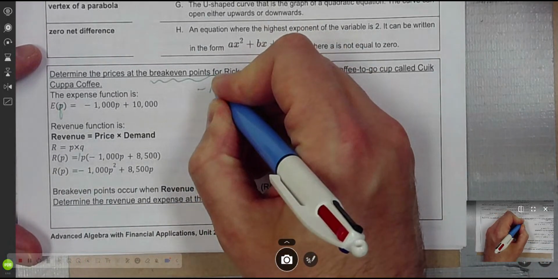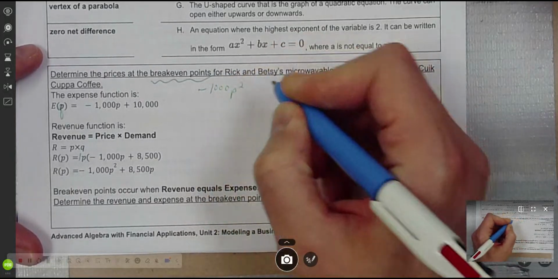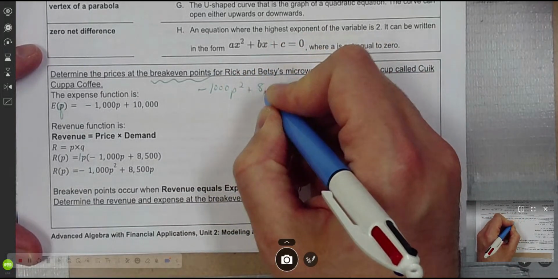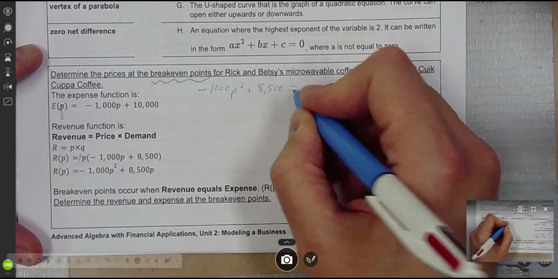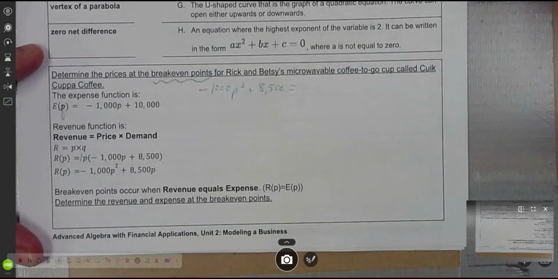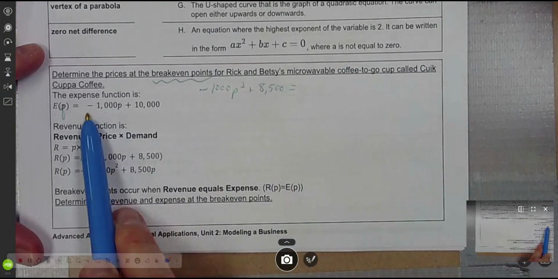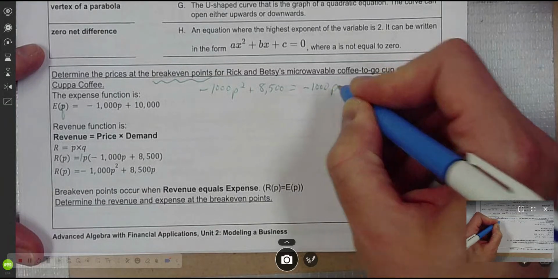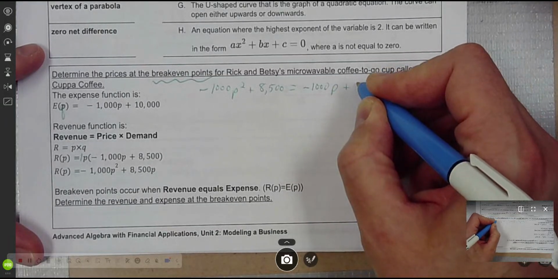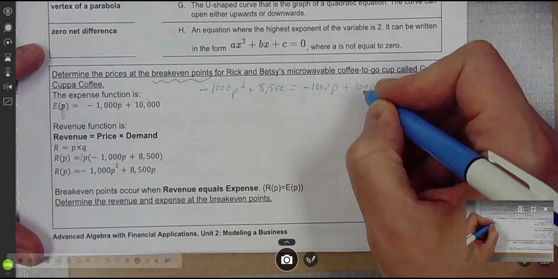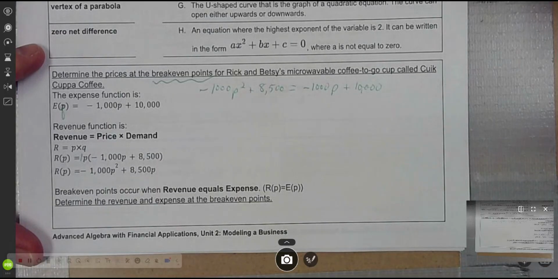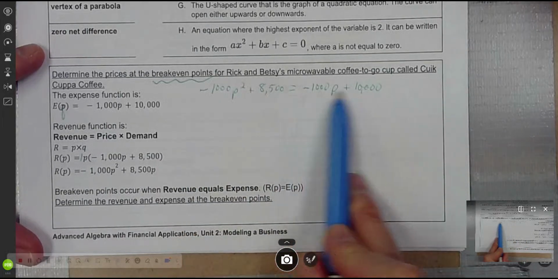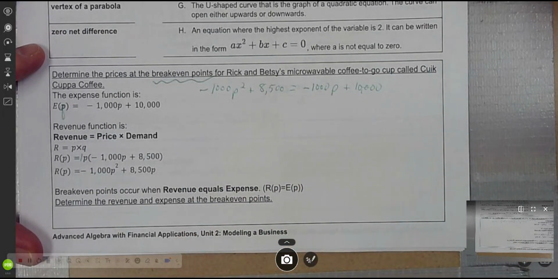So negative 1,000 P squared plus 8,500P, and I want to write real small because we're going to have a lot of space here, equals the expense function. The expense function was over here in terms of price. Negative 1,000 times P plus 10,000. All right, so that's our setup. Our revenue function is equal to our expense function. I just got to make sure this thing is working here. And we are recording. Good.